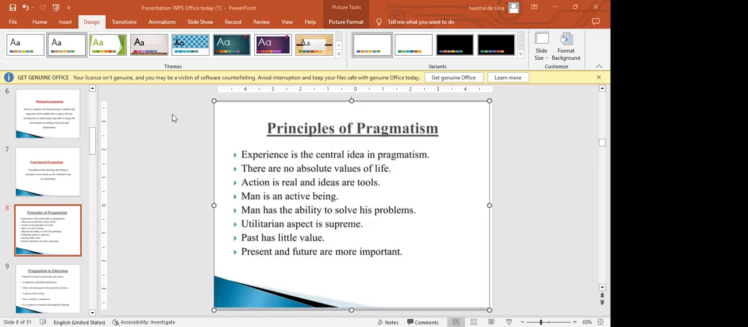My first one I'm going to explain is that man has the ability to solve his problems. If we talk about the characteristics of pragmatism, it is a philosophical approach, and I'm taking this from your notes, that emphasizes practicalities, action, and problem solving. So it comes as a characteristic of pragmatism as well. It asserts that the truth of an idea or belief should be measured by its practical consequences and utility in solving real life problems.